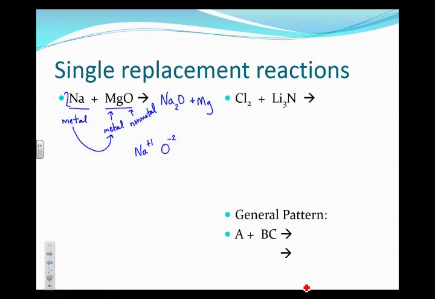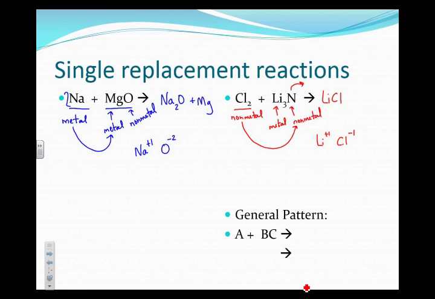In my second example, I have chlorine, which is a nonmetal, reacting with lithium nitride. Lithium is the metal, and nitrogen is the nonmetal. Since chlorine is a nonmetal, it will come in and bump out the nonmetal. So I'll be forming a compound between lithium and chlorine. Lithium has a +1 charge, chlorine has a -1 charge, so I'll be making lithium chloride, which has a formula of LiCl. I bumped out nitrogen, and nitrogen we know is one of the silly 7.